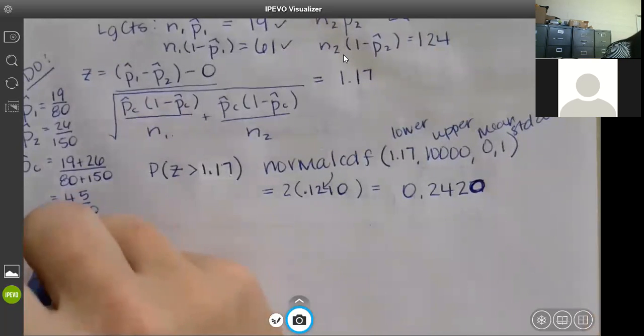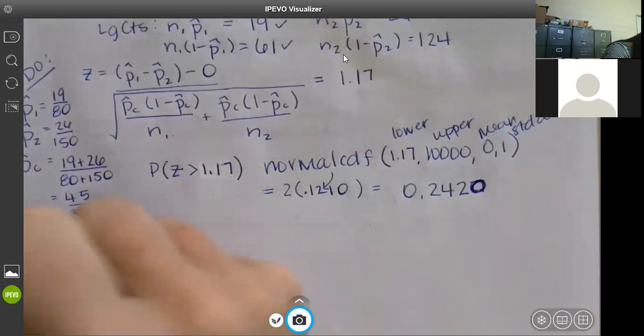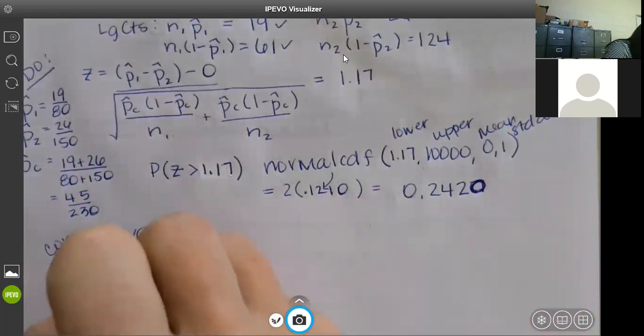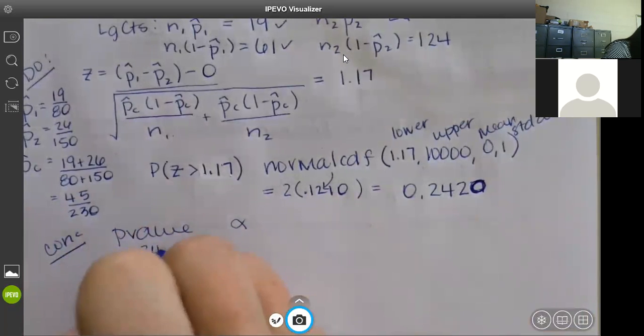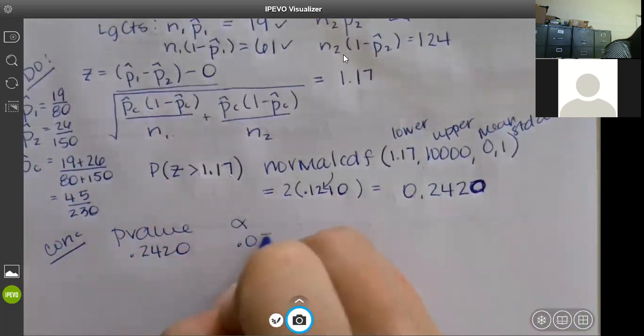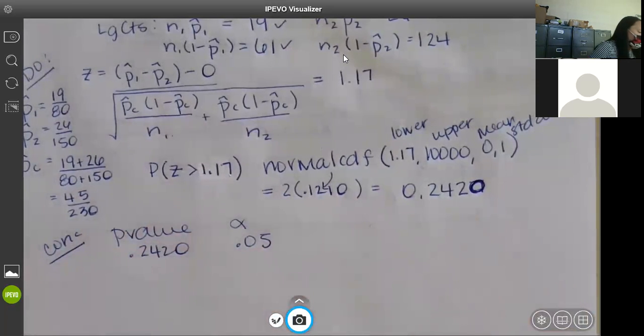All right, so then we conclude. That's where we test our p-value against our alpha. Our p-value is 0.2420. Our alpha is 0.05. Our p-value is greater than. So what does that mean?